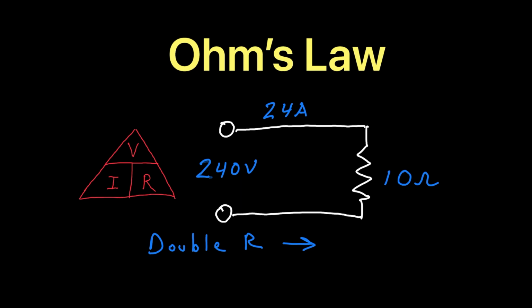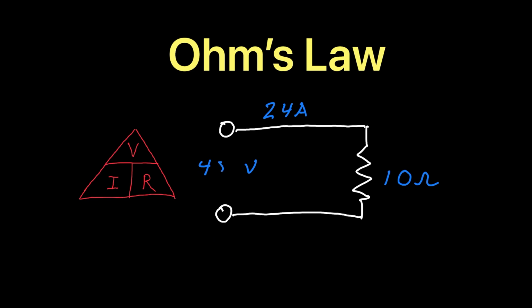Thus, if you were to double the resistance in a circuit, you would cut the current in half. If you were to double the voltage, you would double the current. If you were to cut the current in half, but leave the voltage unchanged, you would have to double the resistance. Let's see a few examples.